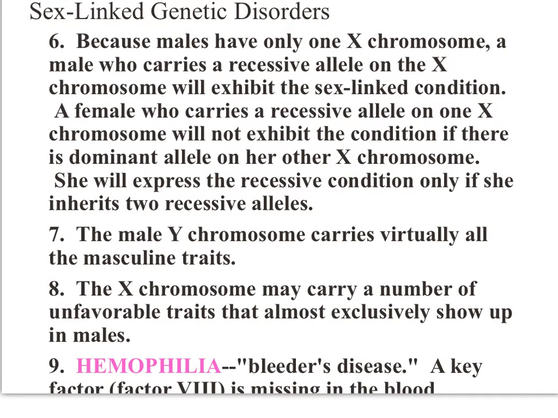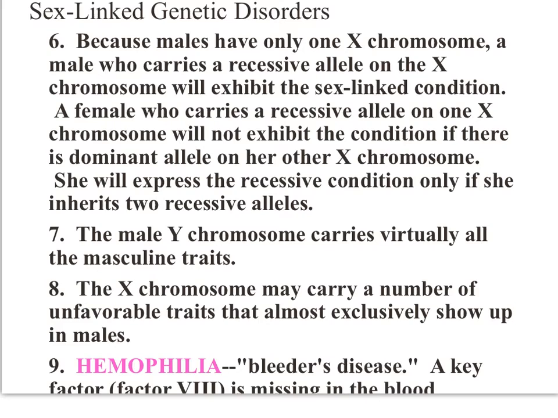So again, like I said, the Y is going to be pretty much just male-based traits, but the X is going to have a lot of different other traits. And we say that they almost exclusively show up in males because it's much easier for a male to inherit one of these traits. Males are always going to inherit their X from their mother. So if their father is colorblind, that doesn't usually mean that the male child will be colorblind. Now, there are multiple types of colorblindness. There are some that are linked to the Y chromosome, but most are linked to the X.